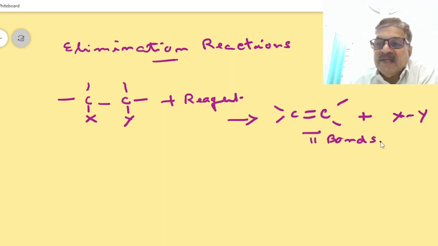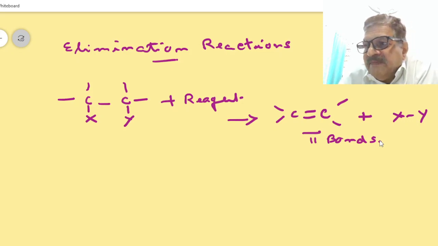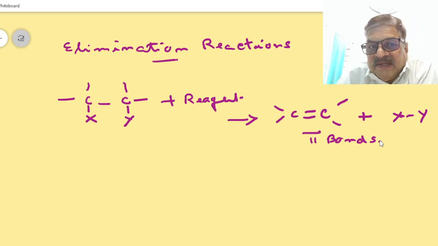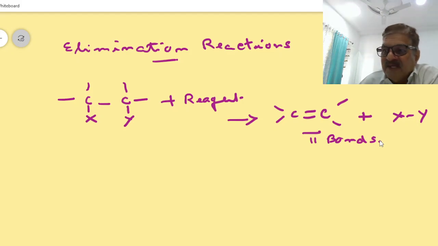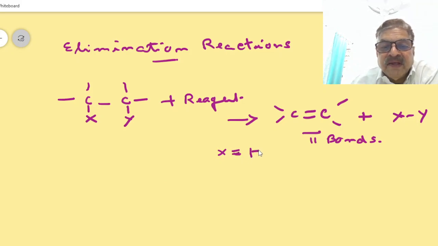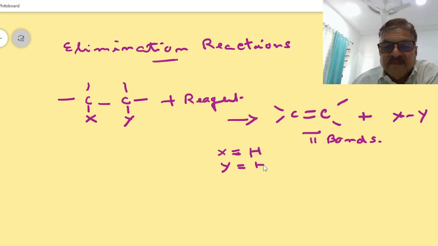Now, in elimination reactions, two groups X and Y are removed from the starting material. Two sigma bonds, the C-X bond and the C-Y bond, are broken, and a new pi bond is formed between the two adjacent atoms, C=C. The most common examples of elimination reaction are when X is equal to H, and Y is a heteroatom.